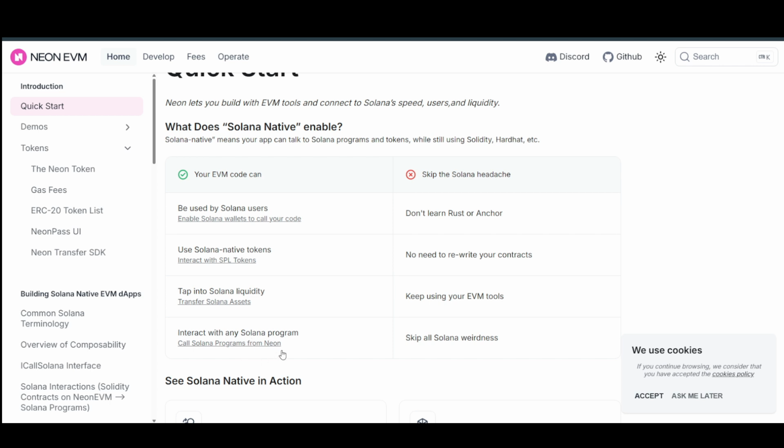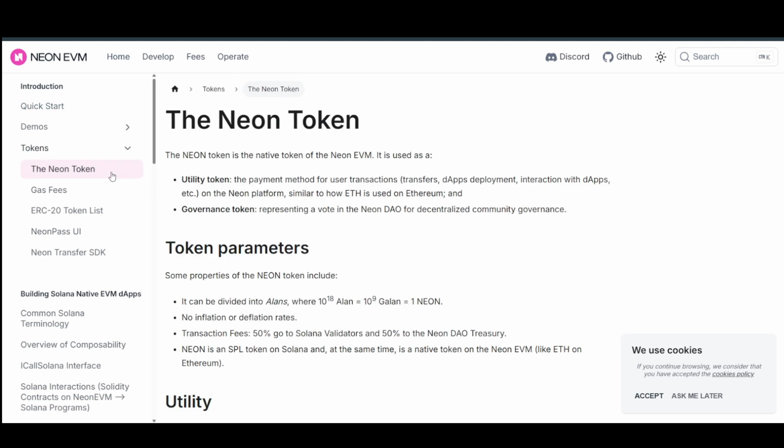As you can see here, this skips all Solana's weirdness. Keep using EVM tools. No need to rewrite contracts. No need to learn Rust or Anchor. Now, if we talk about the token, this is where things get really interesting.